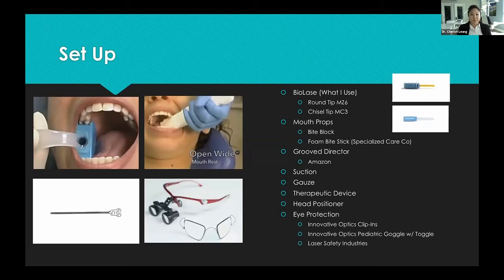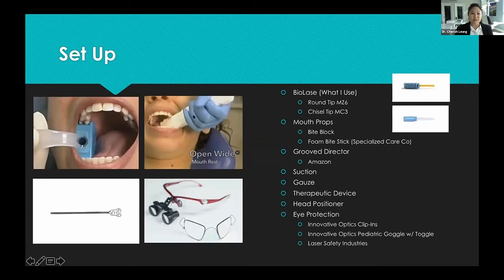So what about setup? Well, for setup, what I like to do is use, obviously, my preferred Biolase, and then I either use this round tip or MZ6, but my preferred is a chisel tip or MC3. So it looks like a chisel, and so it allows you to really see what you're doing and get that precise cut. But you can use either. They both work fantastic.